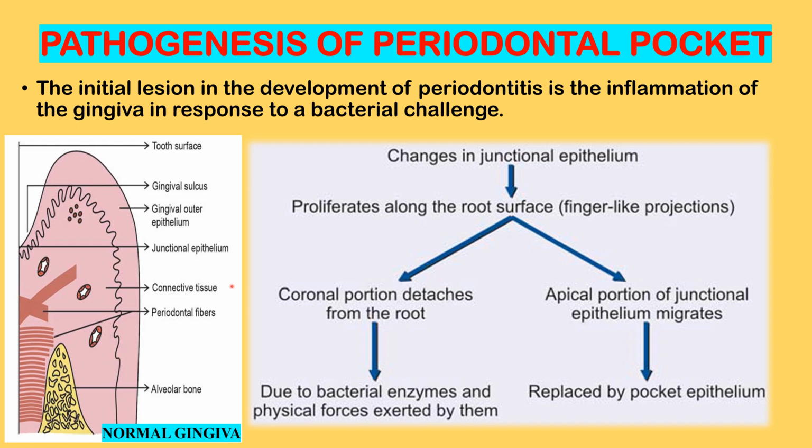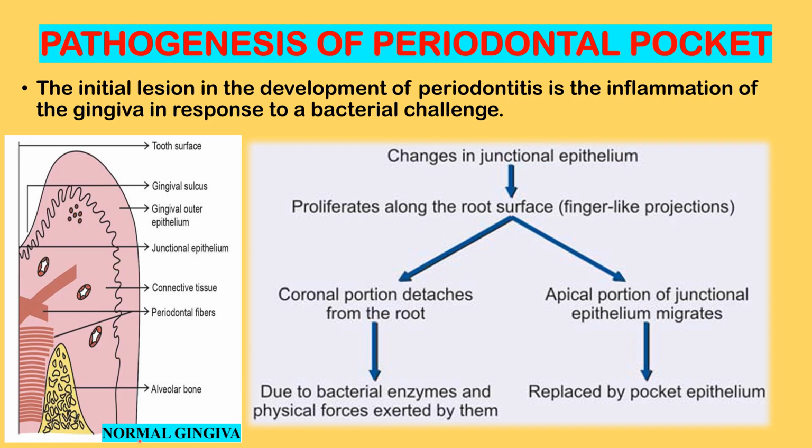So now let's understand the pathogenesis of periodontal pocket. The initial lesion in the development of periodontitis is inflammation of gingiva in response to a bacterial challenge. For the formation of pocket, the first change visible is in the junctional epithelium.